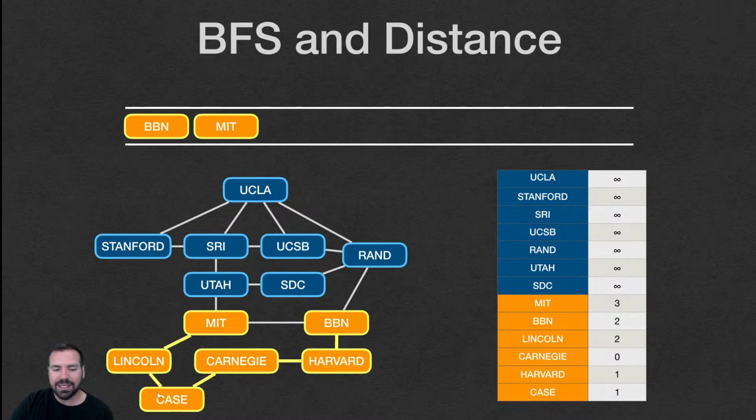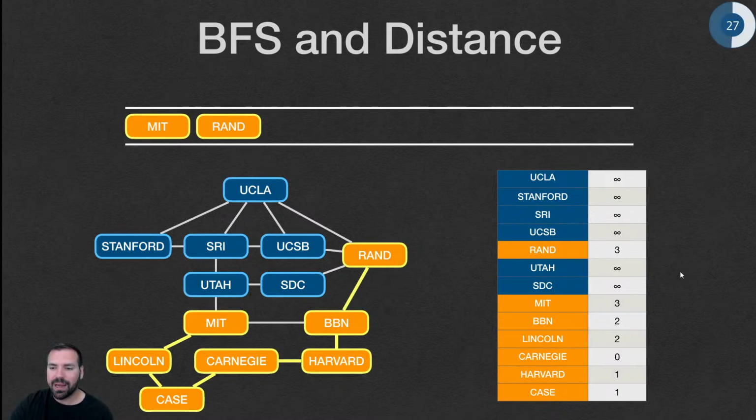Lincoln's going to check Case, say this has already been explored. It's going to check MIT, say this has not been explored, mark it as explored, enqueue it, set its distance equal to Lincoln's distance plus 1. Now when we dequeue BBN, BBN is going to check Harvard, it's been explored. It's going to check MIT, it's been explored, so it just skips it. And check Rand, explore Rand, enqueue Rand, set Rand's distance equal to BBN's distance plus 1.